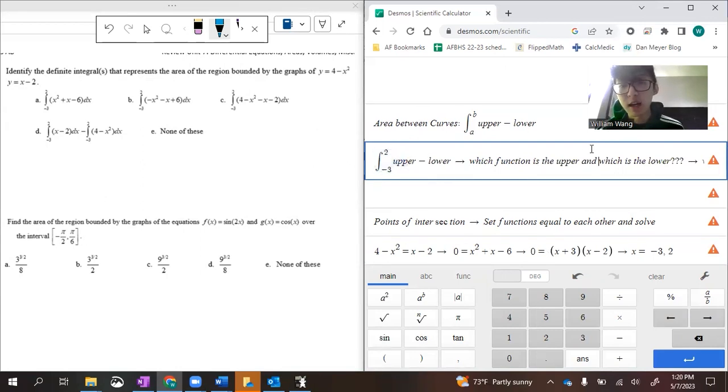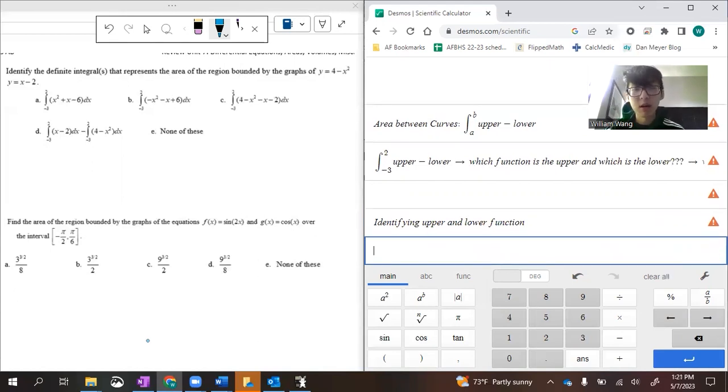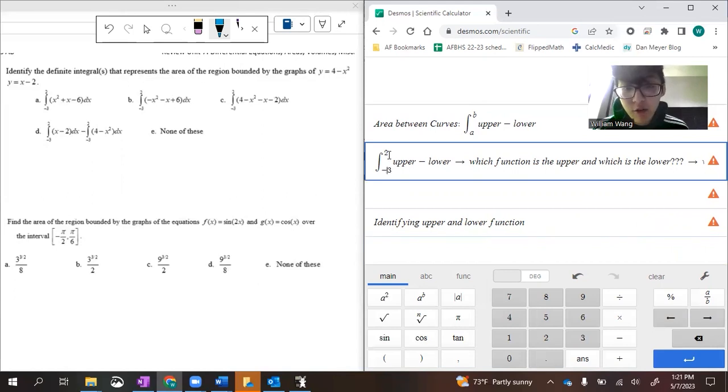Then I need to identify my upper and lower function. If they don't give that to us, well, how do I identify my upper and lower? What I often do is I can just choose a point, right? I'm integrating from negative 3 to 2.